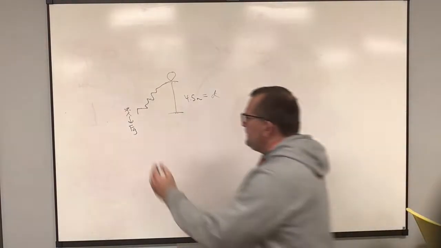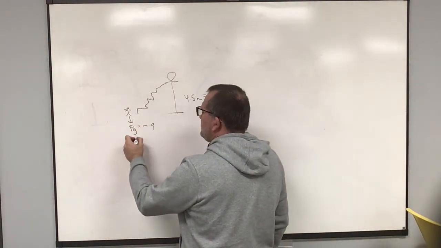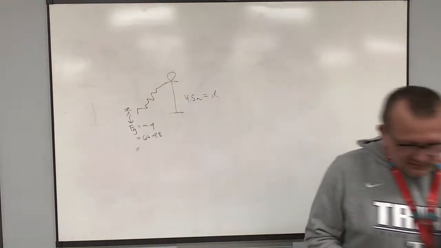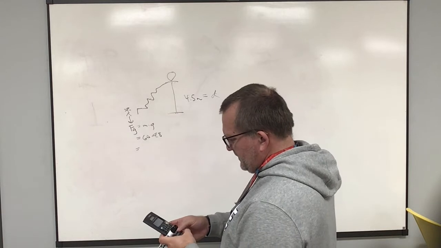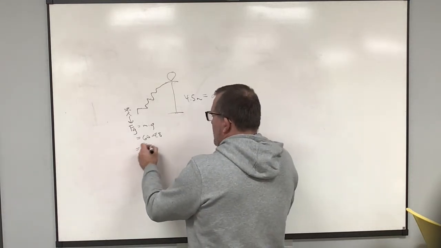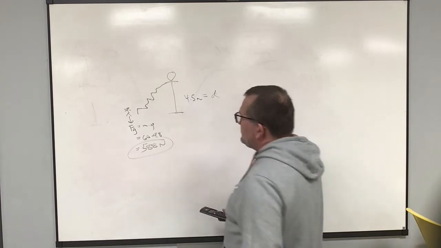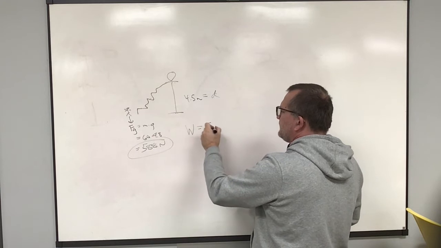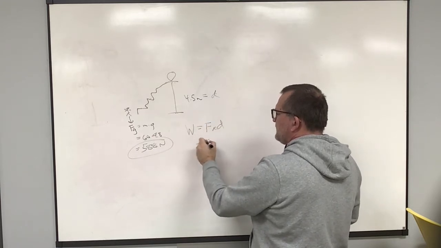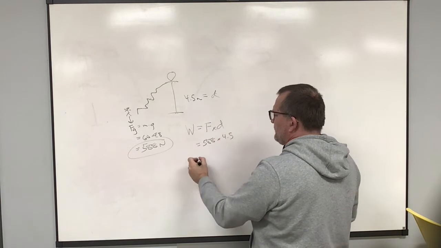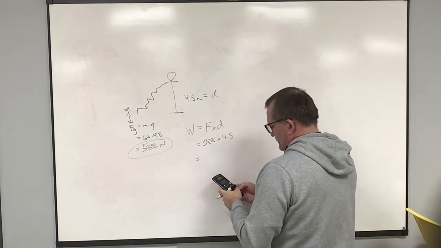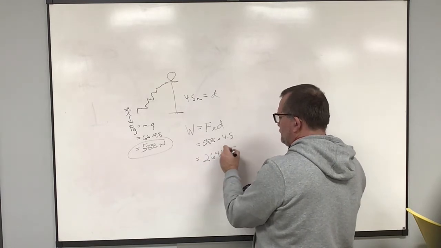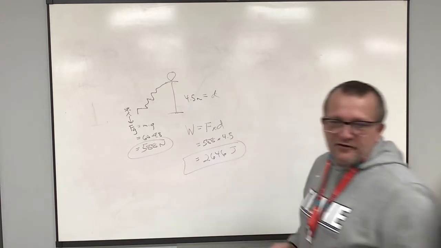So the force of gravity is going to be mass times g, 60 times 9.8. 60 times 9.8 gets me 588 newtons. So that's our force. So our distance and force, work, force times distance, 588 times 4.5 gives me 2646, right, joules of work. Okay, so there is our work.